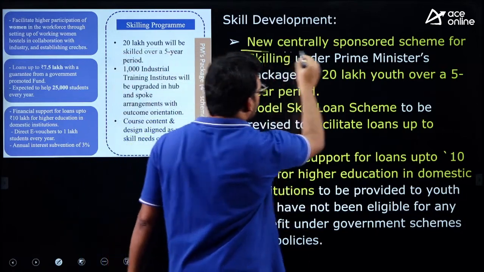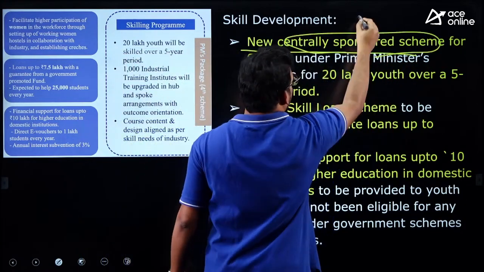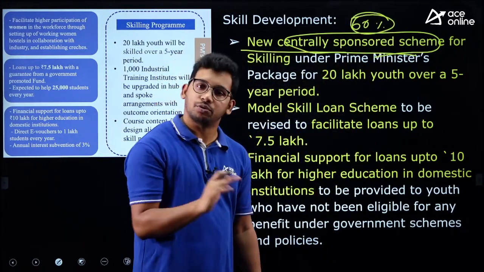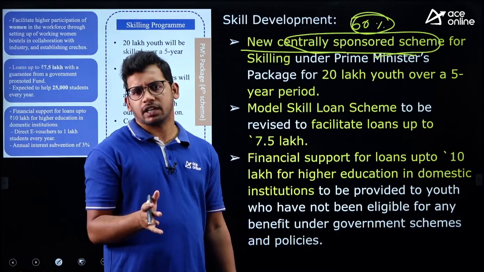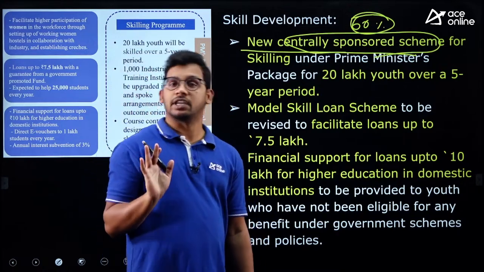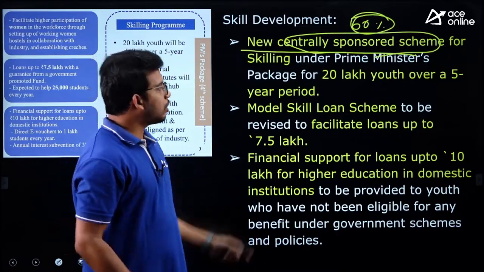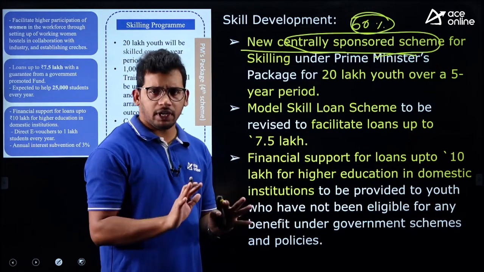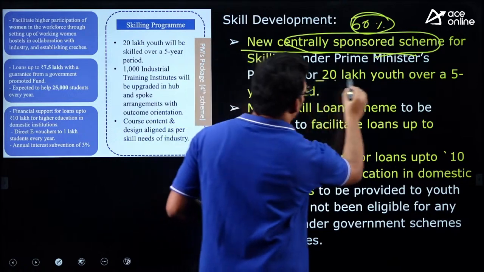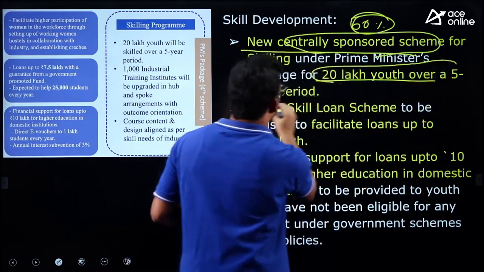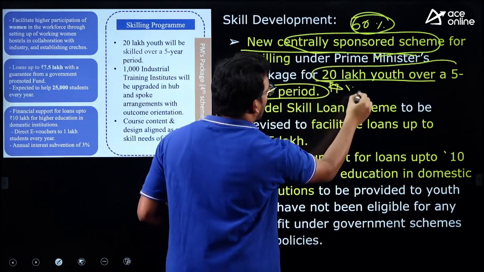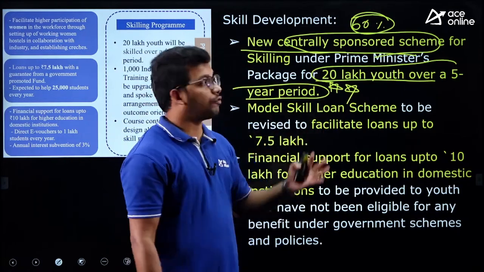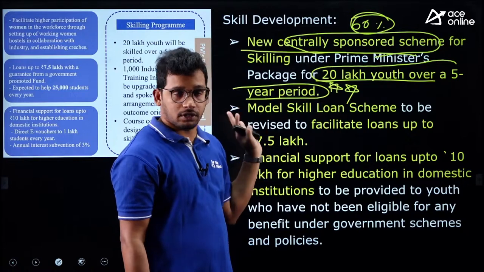They have launched a new centrally sponsored scheme. Centrally sponsored means 60% of the funding will be given by the center, and the remaining 40% the states have to take care of. If it is a northeast or special category state, 90% of the funds will be given by the center, and the rest borne by those states. Now this new centrally sponsored scheme, yet to be named, is going to train 20 lakh youth over a period of 5 years, a very important fact. So 20 lakh youth will be trained over the next 5 years through this particular scheme, right.